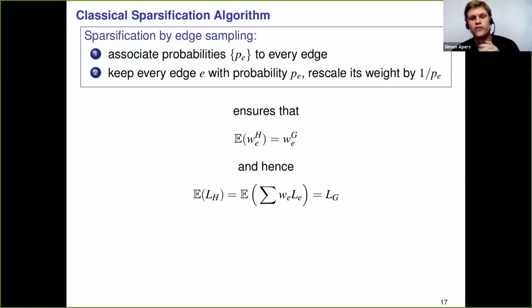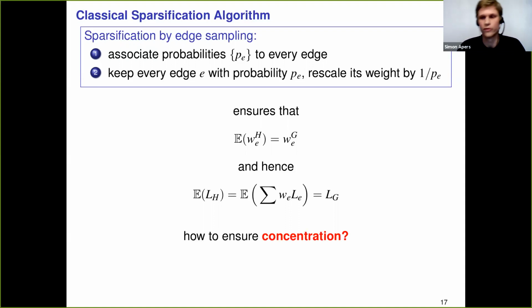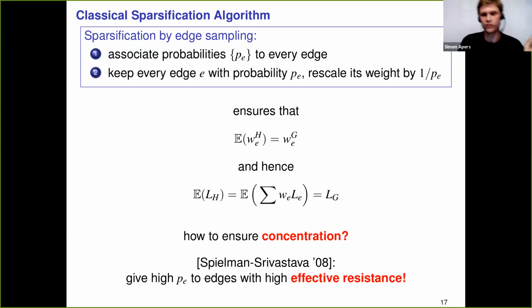But of course, in order to ensure that LH effectively approximates LG, not just in expectation, we need to prove some sort of concentration, right? And so what's a way to ensure this concentration? This was shown in a very nice paper by Spielman and Srivastava in 2008. So you'll see that Spielman figures all throughout this talk. They basically showed that we can ensure concentration by giving a high sampling probability to edges with a high effective resistance. So in some sense, the effective resistance of an edge is a measure for how important this edge is.